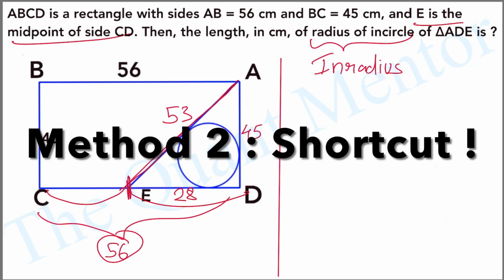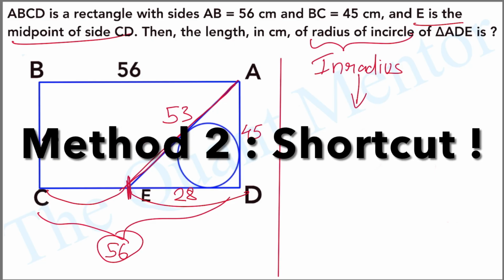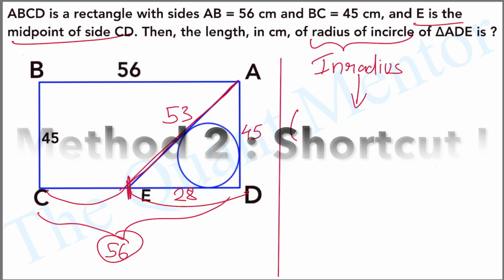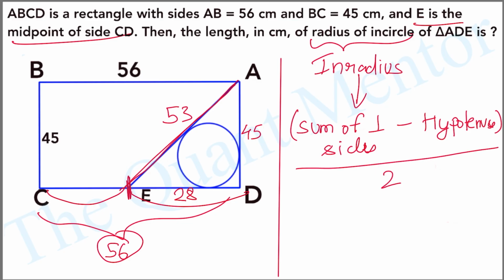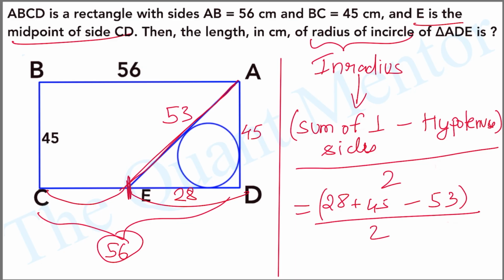Now other than that, I want you to remember this quick shortcut. For any right angle triangle, the inradius is simply the sum of the perpendicular sides minus the hypotenuse, divided by 2. That's it. Perpendicular sides for this right angle triangle ADE are 28 and 45 and the hypotenuse is 53. So the answer required is (28 plus 45 minus 53) divided by 2.